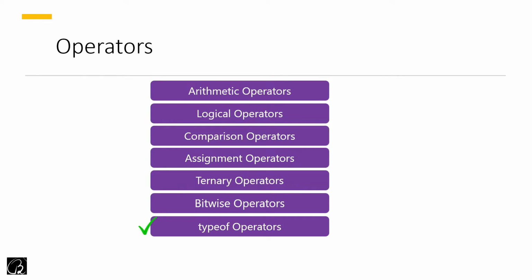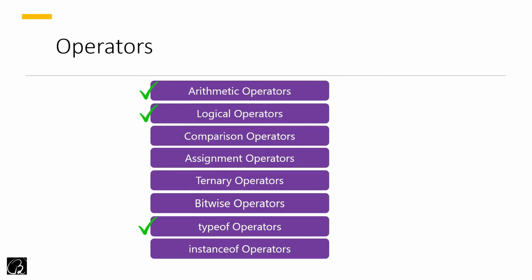If you don't know about it, please go and watch the video on dynamic typing. I recommend you don't skip any video in between. These are all coming in sequence. Next we have the instanceof operator. This is something we will learn later because we need the concept of objects. So in this video, I will be talking about arithmetic and logical operators.